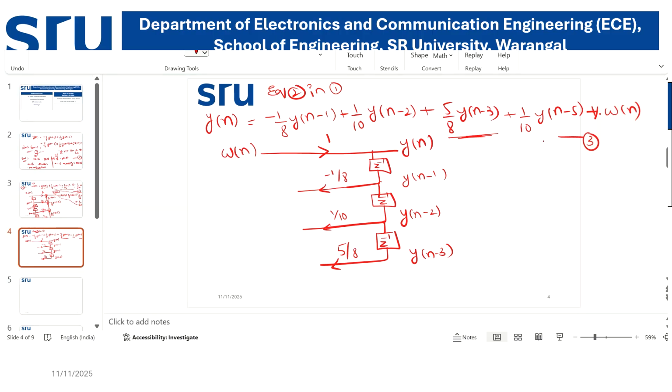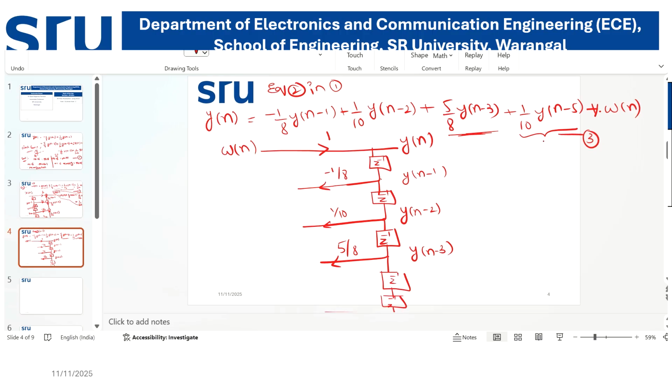Now, to generate the last term, y of n minus 5, this y of n minus 3 is again delayed by 2 samples. Therefore, it will generate y of n minus 5. Then the coefficient for this y of n minus 5 is 1 by 10. Now, in the expression we have 4 adder circuits. So first adder to connect this, then second adder, third adder and fourth adder.